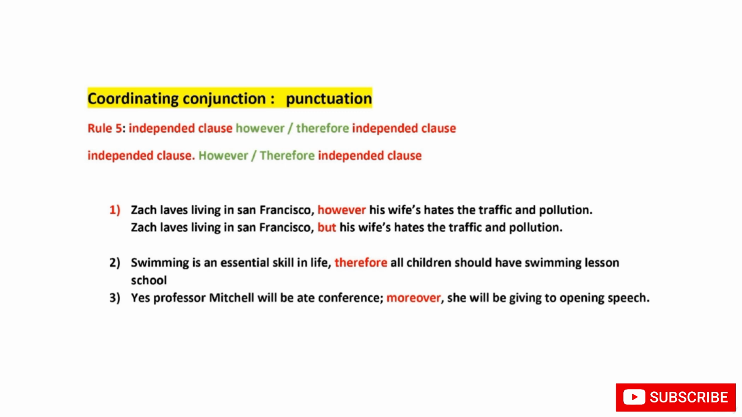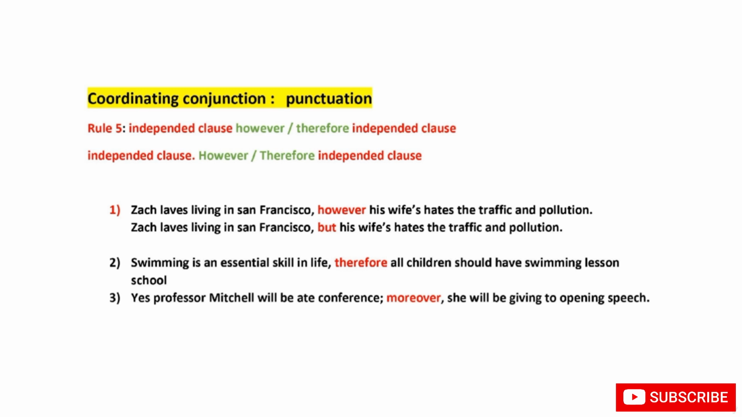All right, here's the correct punctuation. What do you see? Well, you see that there are both commas and semicolons. This is a special rule of using conjunctive adverbs. Take the first sentence. There are two clauses. The first is Zach loves living in San Francisco. The second is his wife hates the traffic and the pollution. Notice that both of these are independent clauses. That is, they are full sentences. Conjunctive adverbs are generally used to connect independent clauses.